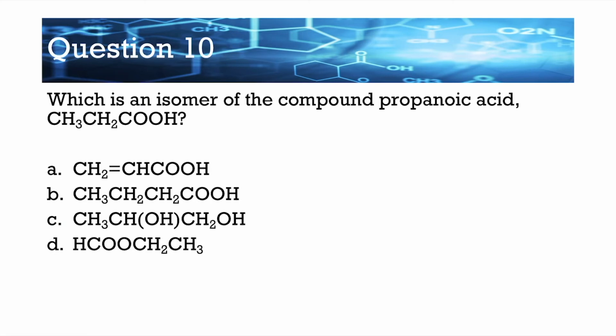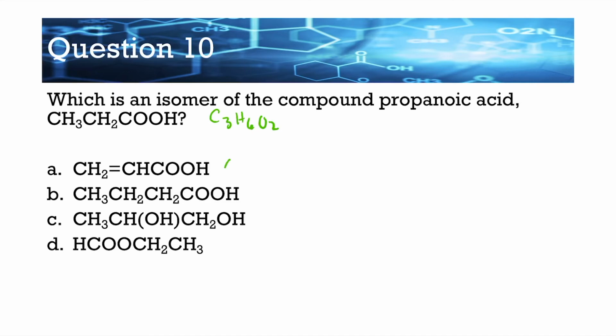Number 10, again, you want to find the isomer of propanoic acid. So this formula is C3H6O2. We'll just kind of combine everything a little bit. So you want to find the answer choice with that.